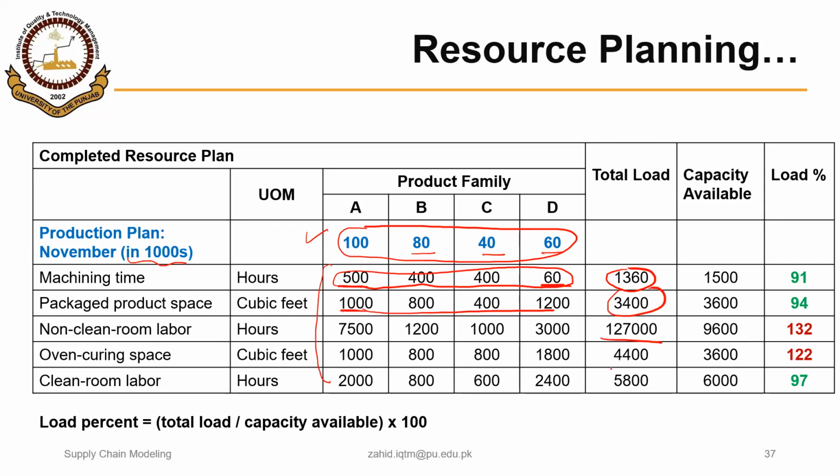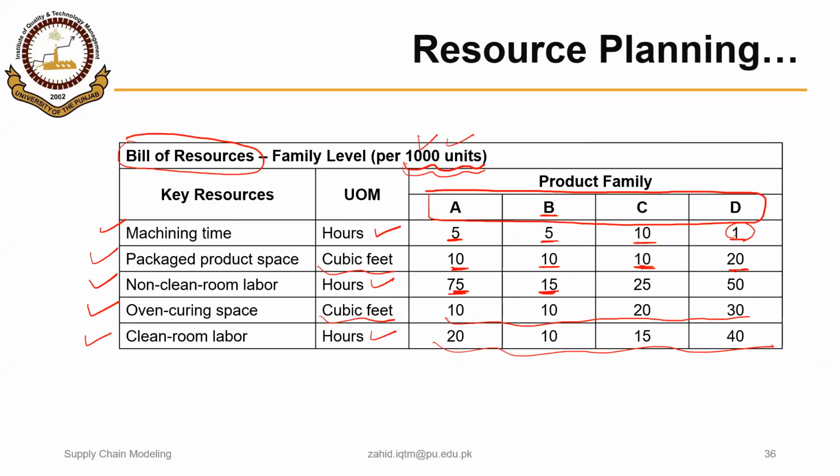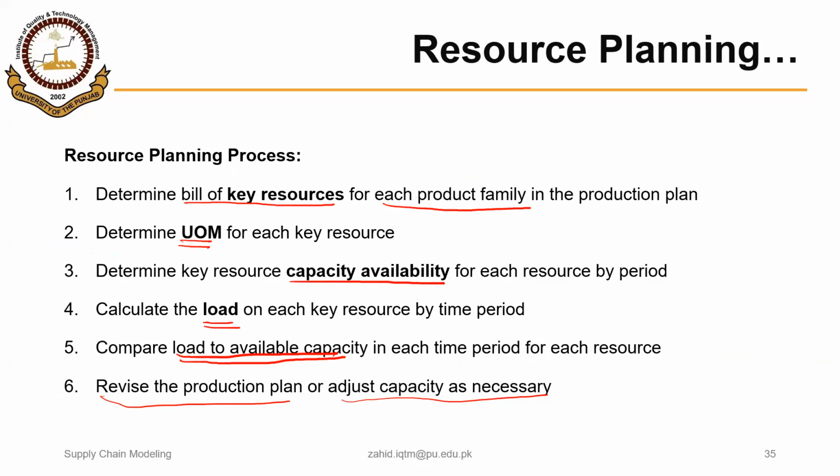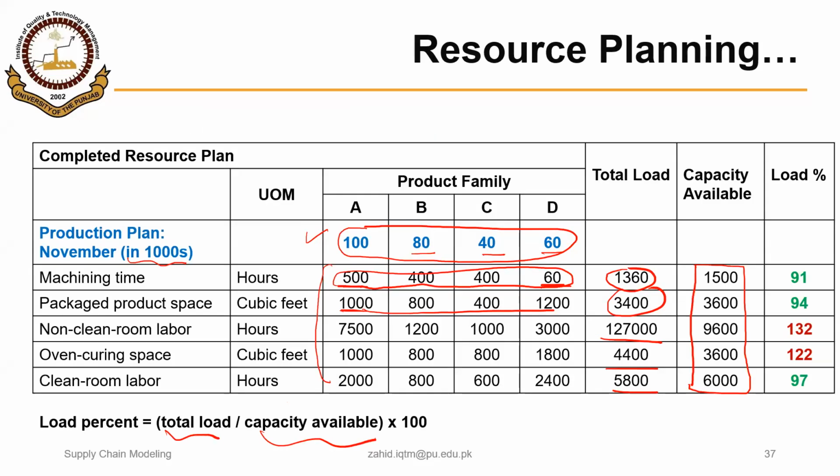Total requirement for the packaged product space is the sum of these 4. So that is 3,400. And similarly, you could see the other values. And of course, we have certain capacity of these resources as well. So we can divide the total load by capacity available to calculate load as a percent. If the load is below 100%, then that resource is sufficient to meet the demand. And if it is greater than 100%, then that resource is overloaded. So again, we could go for either of the options in the last step: either acquire new resources, or revise the production plan, or adjust the capacity if possible.